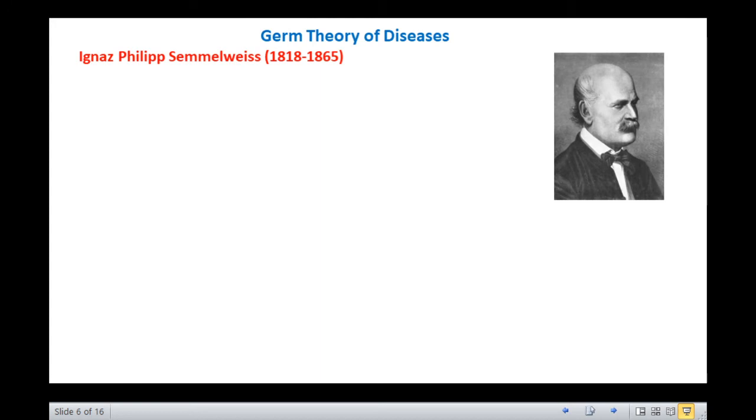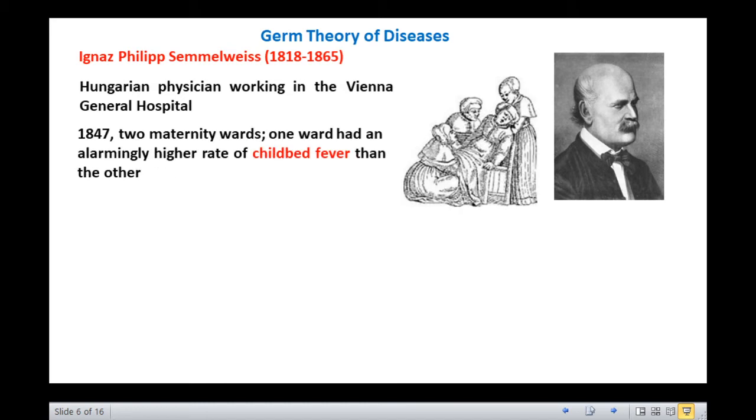Ignaz Semmelweis was a Hungarian physician working in the Vienna General Hospital. He noticed a striking difference between the hospital's two maternity wards. One ward had an alarmingly higher rate of childbed fever than the other. He thought that the reason for the high rate of childbed fever was due to the ward's student demography.